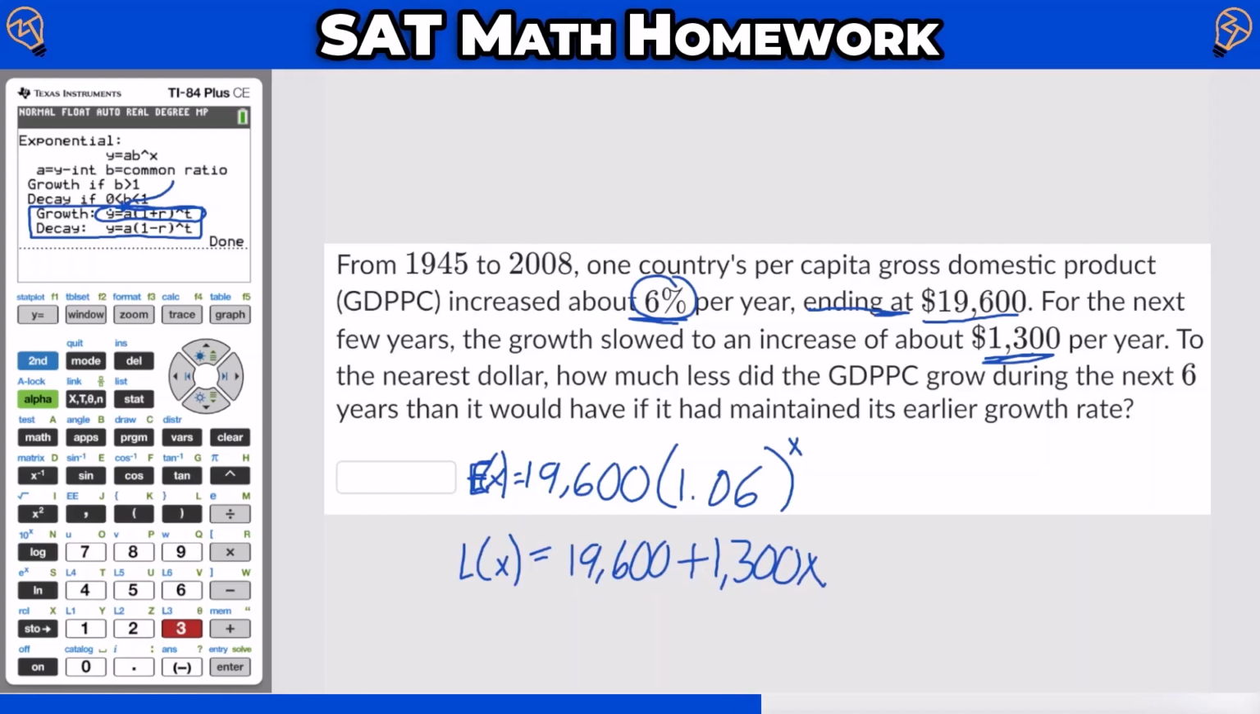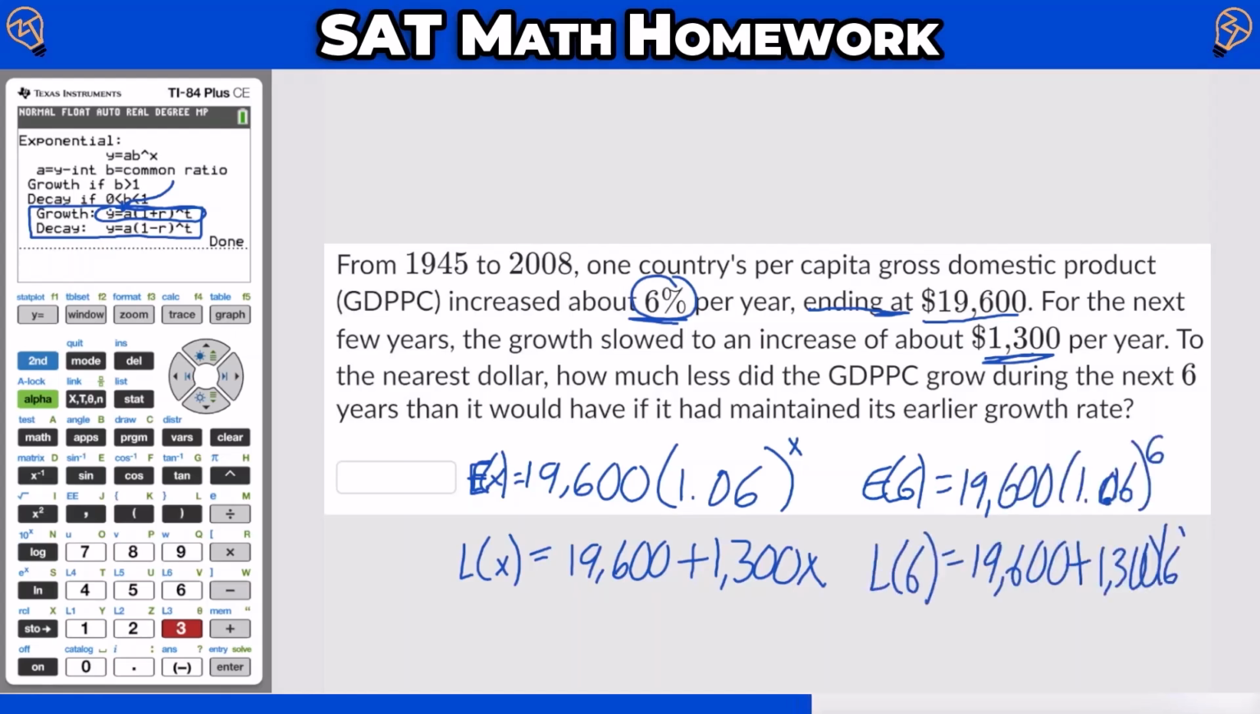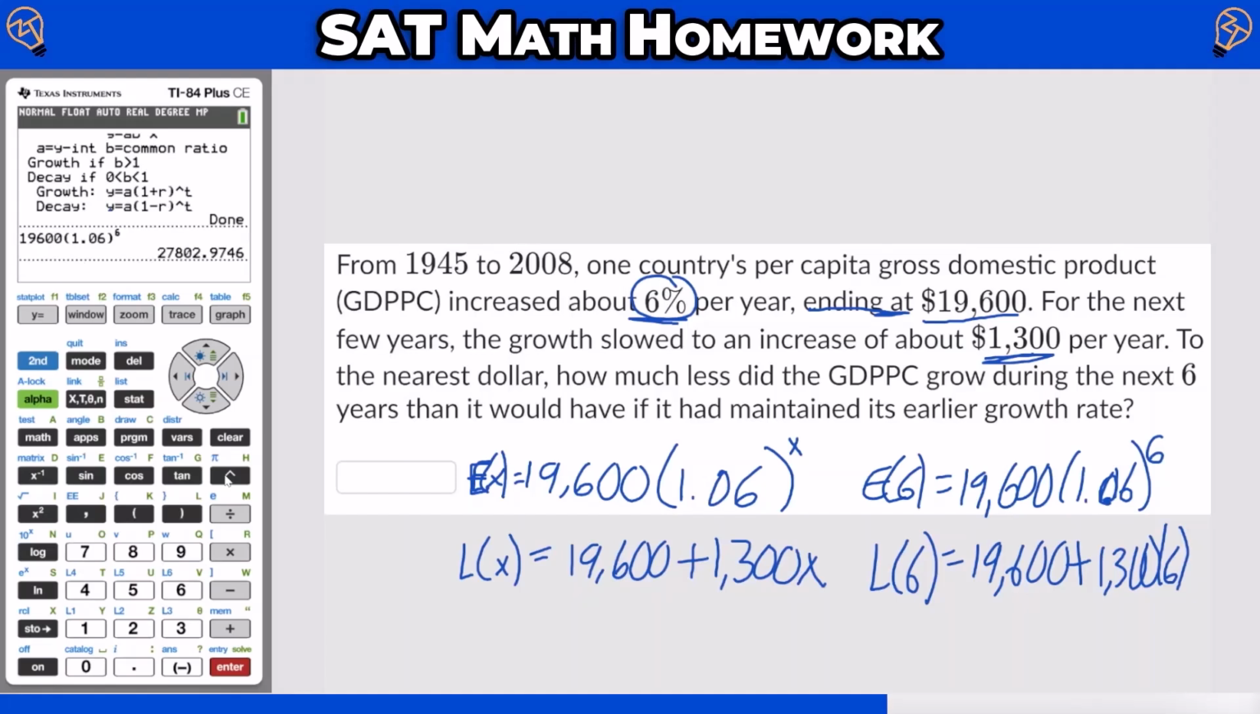And then let's look at each of those if you were to plug in 6. So in the exponential scenario, we could plug in the 6, and in the linear, we can do the same thing. Now let's go ahead and just type those into the calculator. So we have 19,600 times 1.06 to the, which is the caret symbol above the division sign, to the 6th power. And we can go ahead and type in 19,600 plus 1,300 times 6.